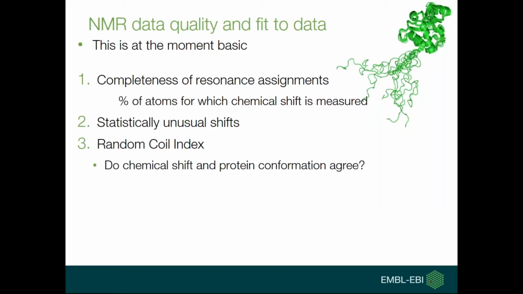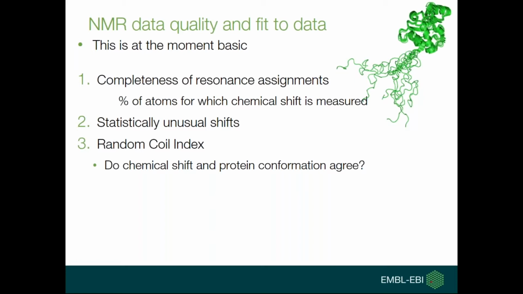So we've looked at X-ray data. Now let's have a look at what we do in the validation reports for NMR data to assess the data quality and the fit of the model to the data. It's much less comprehensive than X-ray data is. We firstly give the completeness of the resonance assignments, the percentage of the atoms in the model for which a chemical shift is measured. The chemical shift is the frequency that the atom resonates at in a magnetic field. Every atom resonates at a particular frequency when it's put in a magnetic field. How many of those have we worked out what the frequency is?